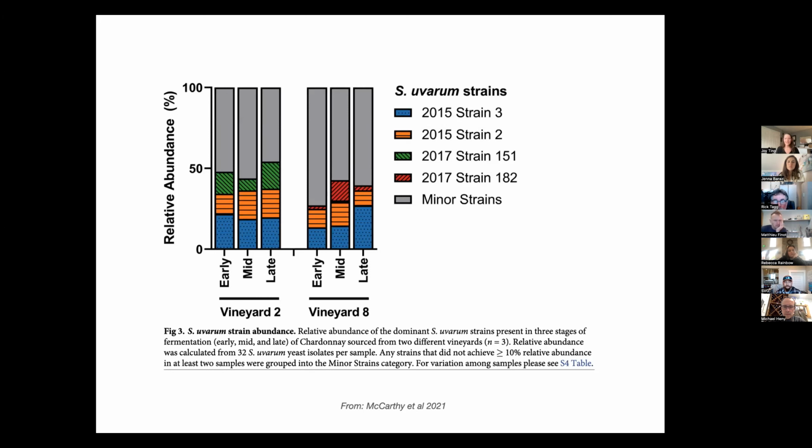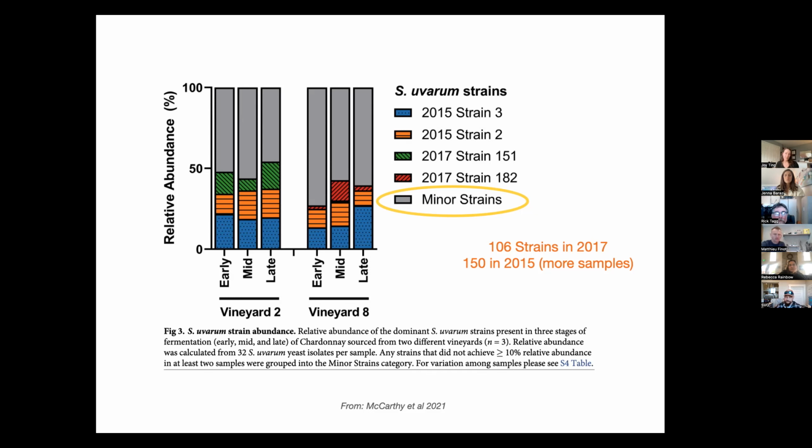So one of the most striking things here, I think, is that the majority of this fermentation is being done by what they're calling minor strains, meaning there are many, many different strains co-fermenting these particular wines, which makes you wonder if there's the potential for a lot more diversity as we learn more and more about Uvarum.